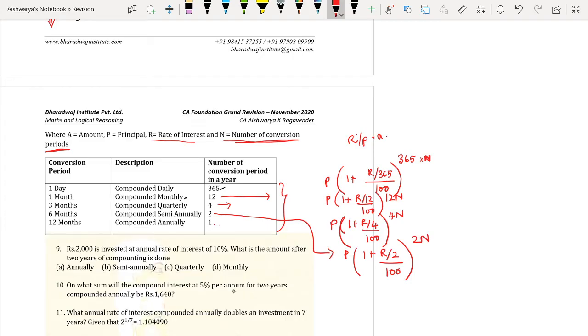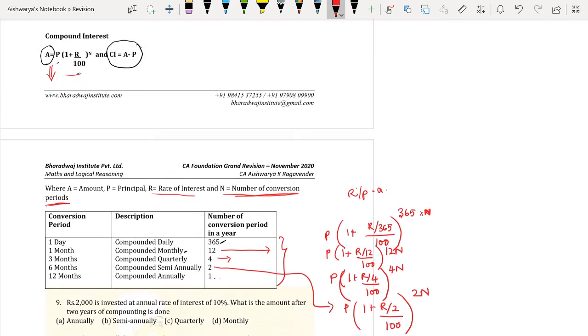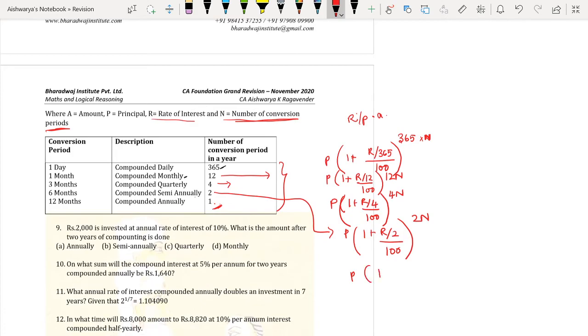Now this is nothing but the formula as here. 1 will be nothing but P into 1 plus R by 100, the whole power N as it is. Are we clear with this? I have a problem here in which I'll be doing all the things: annually, semi-annually, quarterly, monthly, what happens. So this is the basic formula first.